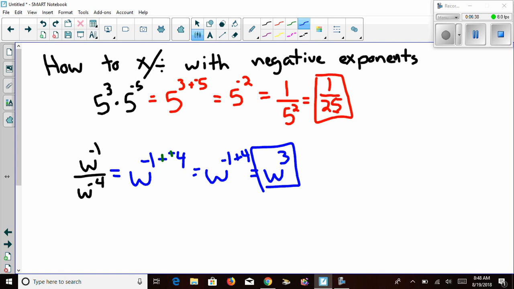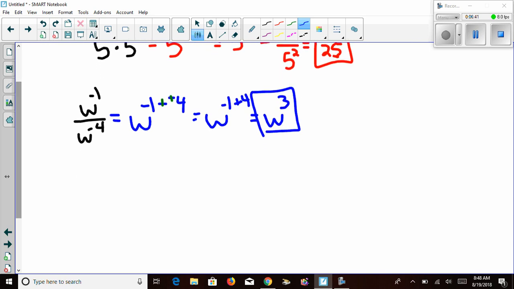A couple more examples. If I have n to the ninth times n to the negative fourth, since I am multiplying, I must add my exponents, meaning it's now n to the positive fifth.